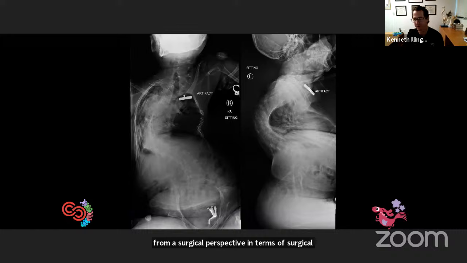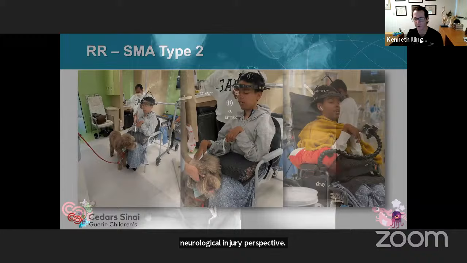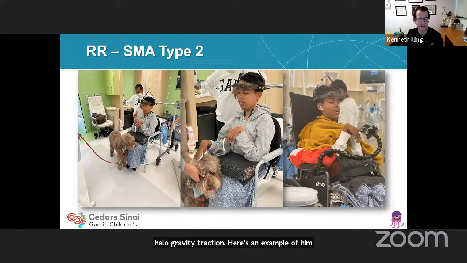So this kid is a perfect candidate for me to undergo halo gravity traction. Here's an example of him in his halo gravity traction. You can see his general hand position, right? He's got function of his hands, however, he's significantly weak. He actually ended up having a lower trunk brachial plexus injury on the left side, and we had to take some of his weight off to allow that to recover. So you really need daily neurological examinations.